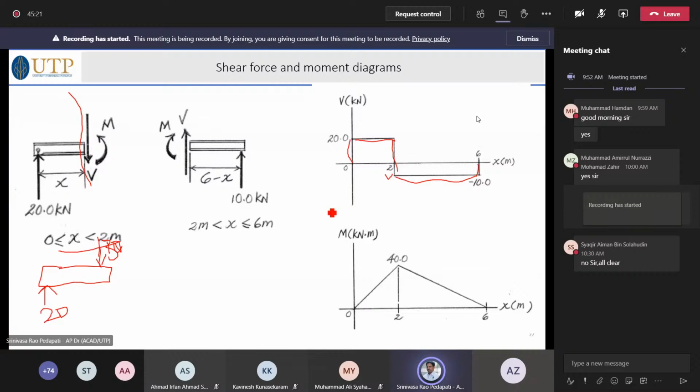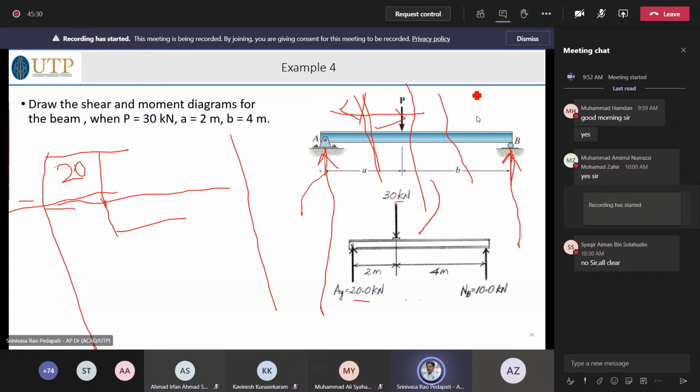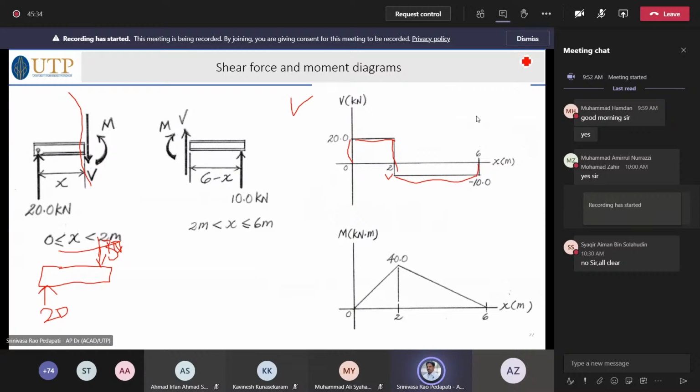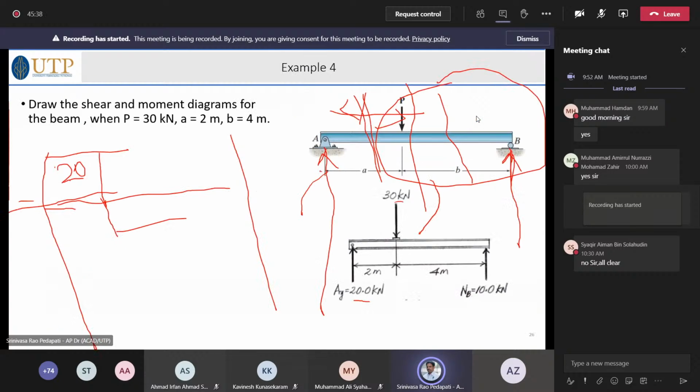So is it clear what this shear force diagram is? Shear force diagram is nothing but the net force acting on the beam at each point. That means on the whole beam here, now you can say in this zone the shear force is minus 10.